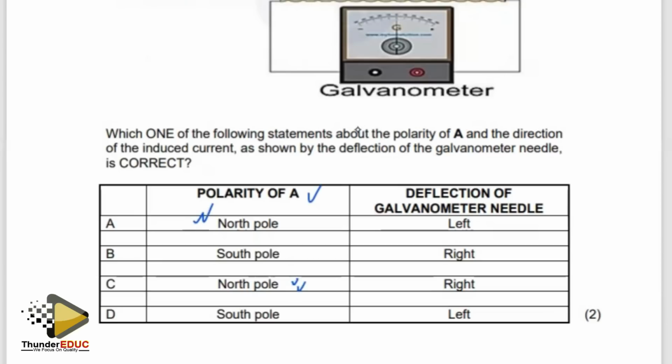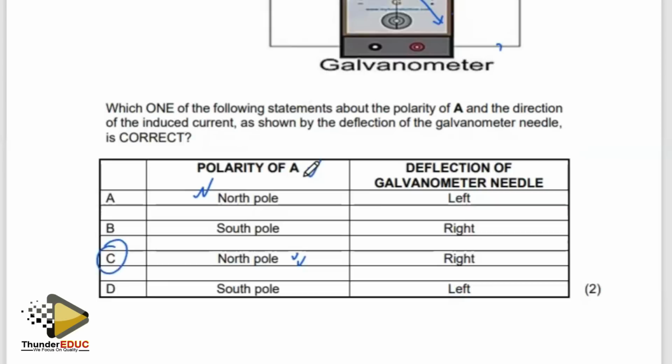Let's look at the deflection. That's when we look at the direction of the current. So we expect this, since this is the north and this is the south, where should the current move? What will be the direction of the current? Is it to the left or to the right? So if it's moving in this sort of direction, we expect it to deflect to the right. So option C would be my best option there.